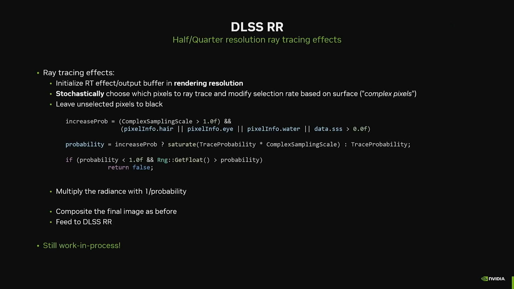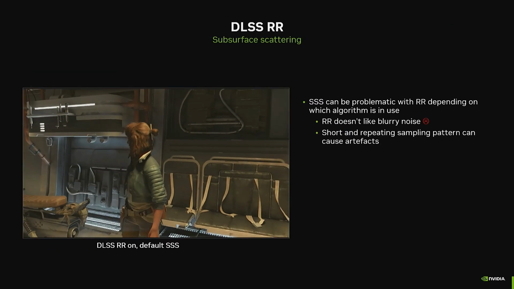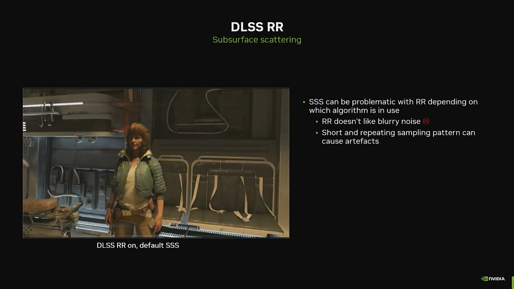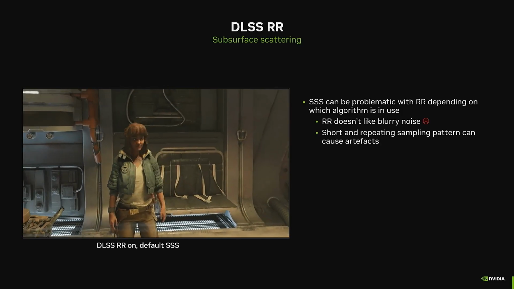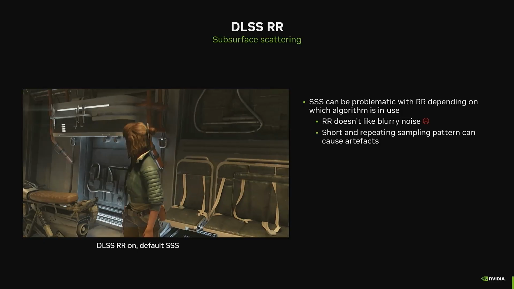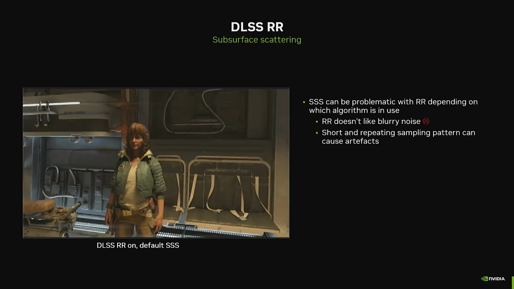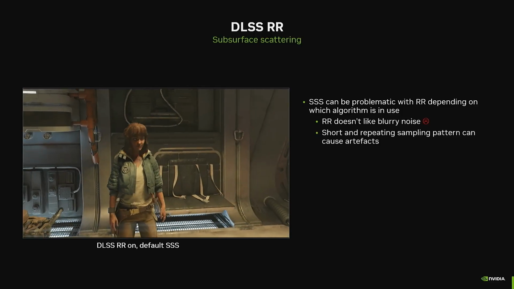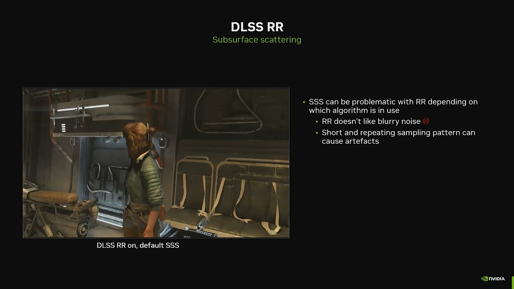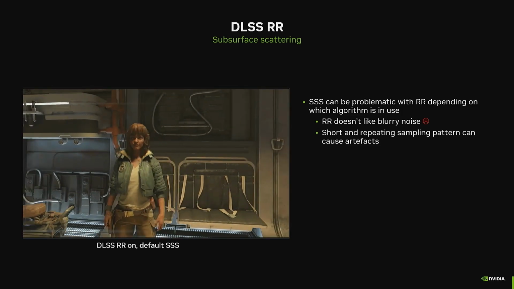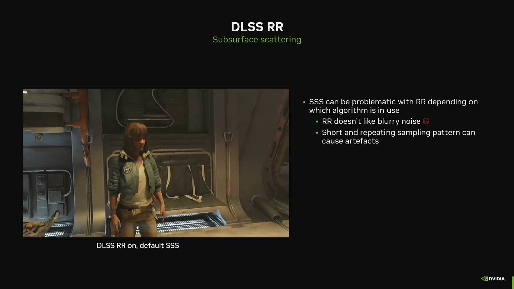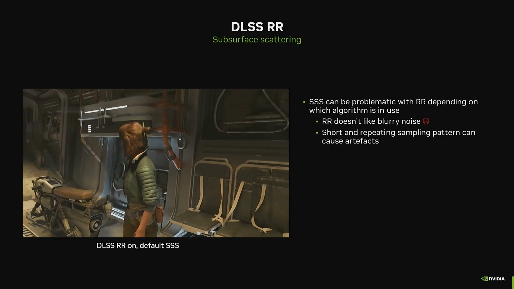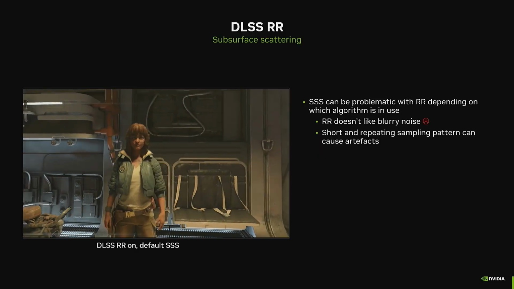Okay, let's move on. Then let's talk about subsurface scattering. I mentioned that this can probably be a problem depending on how it is implemented. The reason being that RR really doesn't like blurry noise. It's not designed to work with that. And also subsurface scattering algorithms might use repeating sampling patterns, so that needs to be fixed.